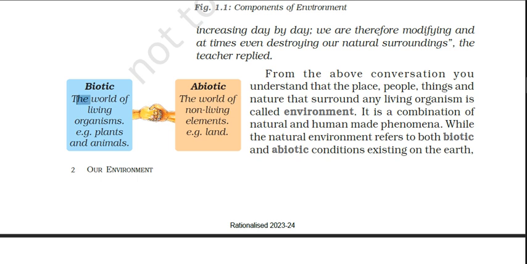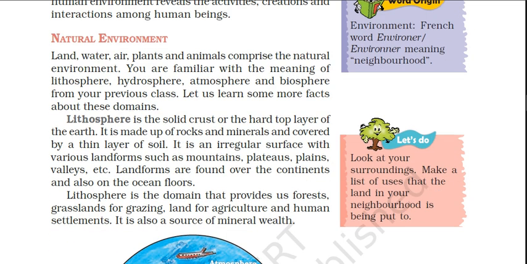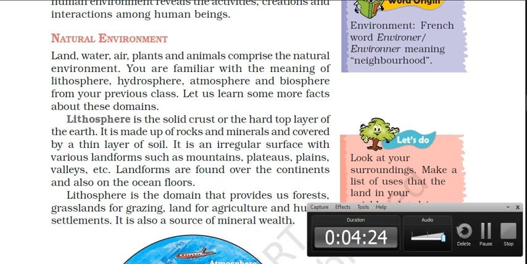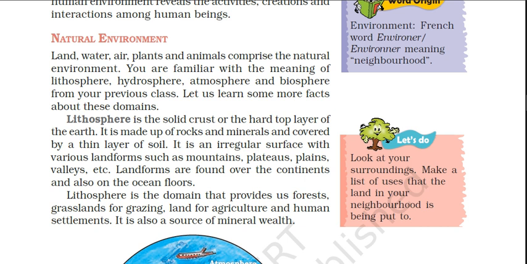Biotic, the world of living organisms, for example, plants and animals. Abiotic, the world of non living elements, for example, land. Natural environment. Land, water, air, plants, and animals comprise the natural environment.